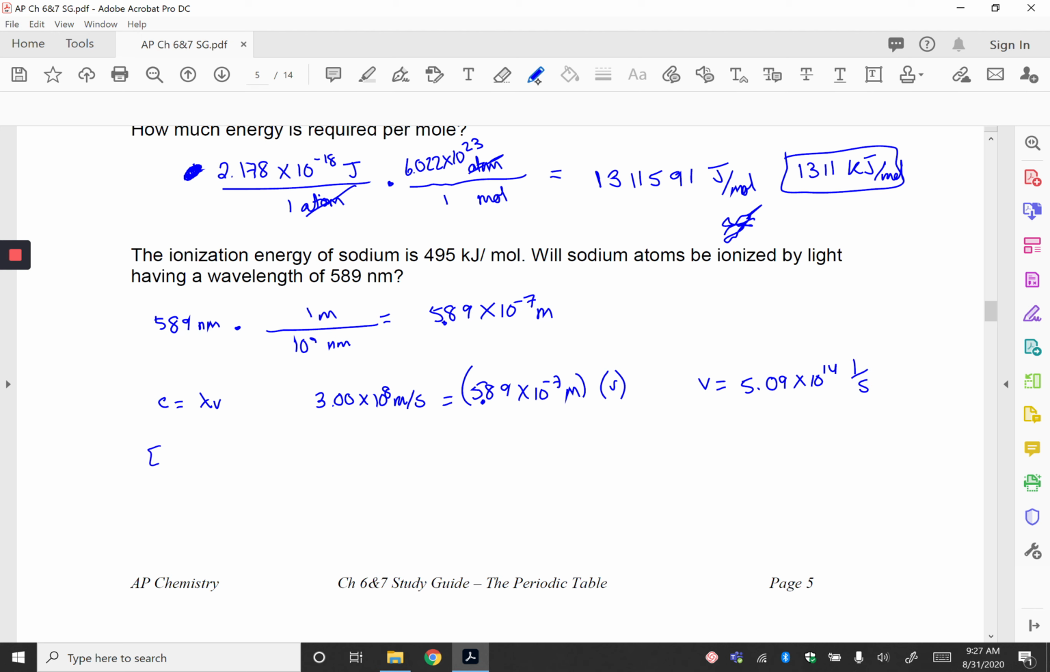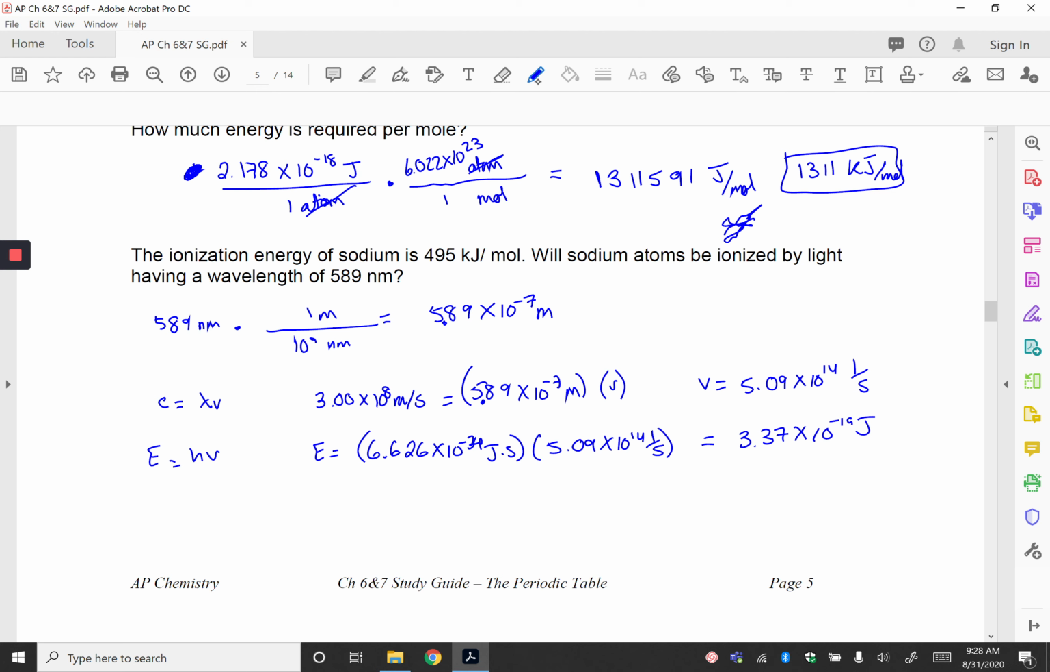And then I can use E equals h nu. So the energy would be Planck's constant, 6.626 times 10 to the negative 34 joules times second, times my frequency, which I just got, 5.09 times 10 to the 14 per second. And my energy ends up being 3.37 times 10 to the negative 19 joules.